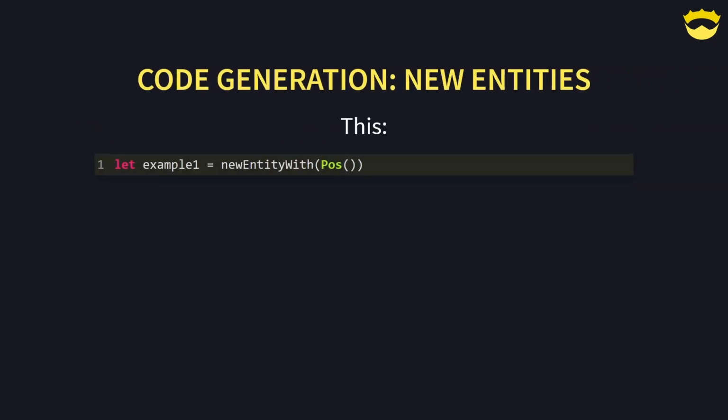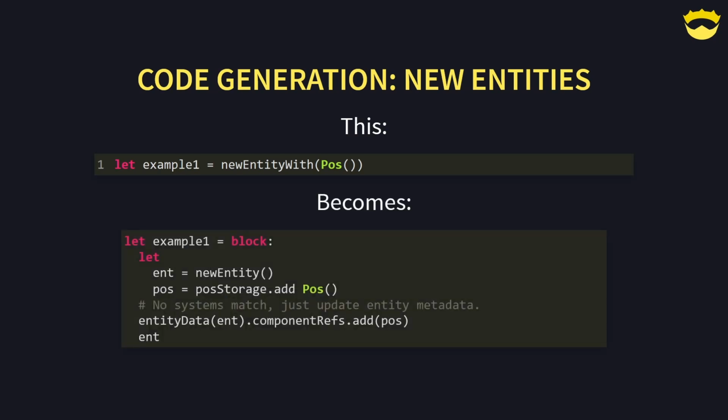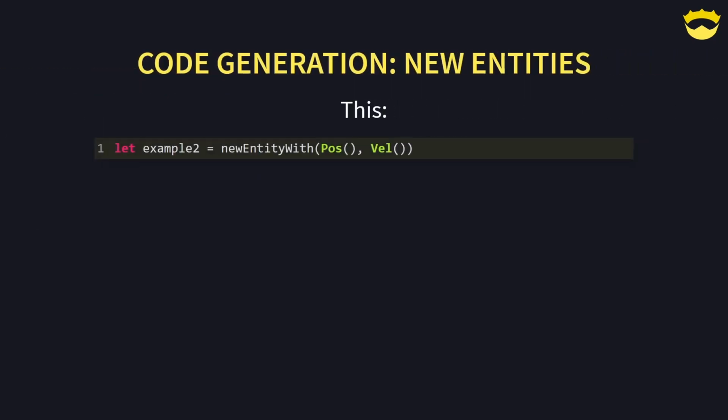For new entities, because we already know what systems use what components of things, we can actually pre-optimize this, and so the output becomes something like this. So we're just literally creating a new entity slot, adding the position to the slot for position storage, and updating the entity metadata, and it returns to you. So that's incredibly fast.